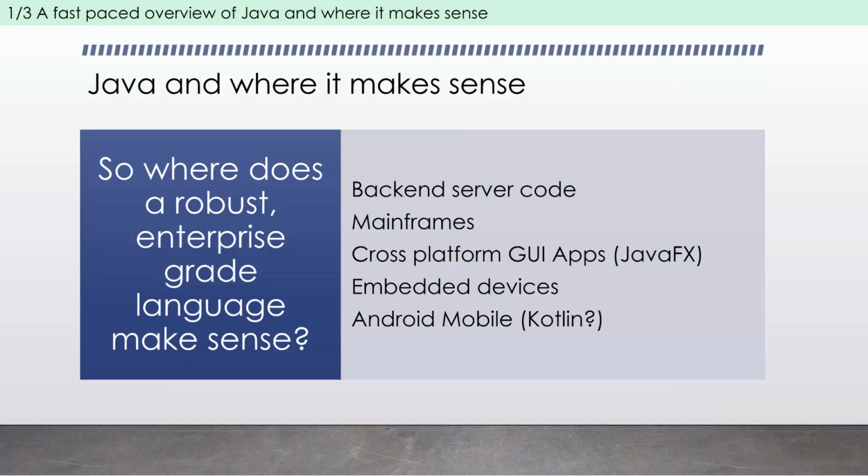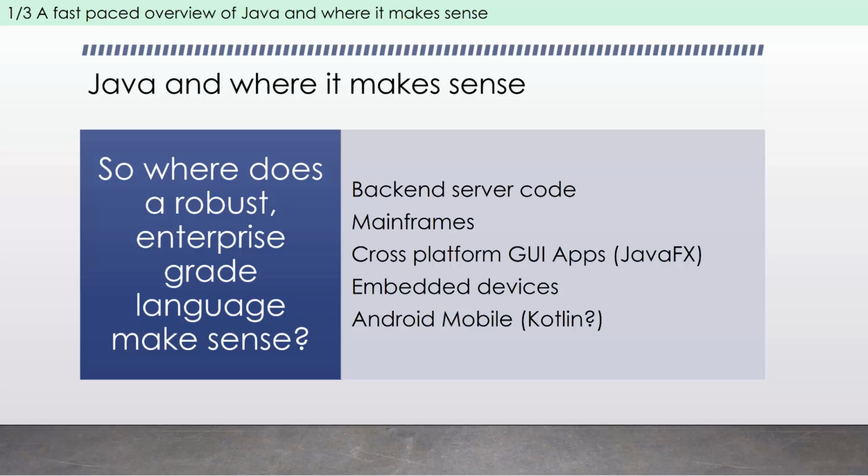So where does it make sense? Well, in fact, Java's used pretty much everywhere. It's a really, really widespread language. It could be used on back-end servers, so you could have something like an Angular front end or a React front end, and you'd be calling via a RESTful API provided by Java applications. It's used on mainframes, cross-platform GUI apps, so it used to be AWT and Swing, now JavaFX is the preferred library for that. Embedded devices, and Android mobile.